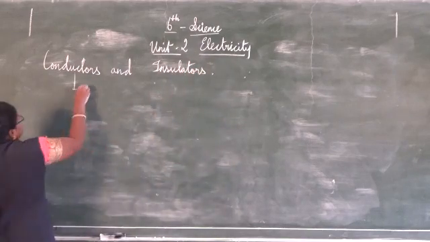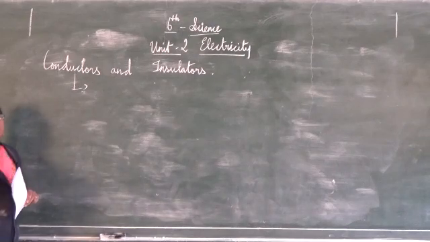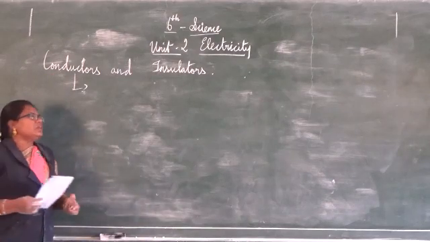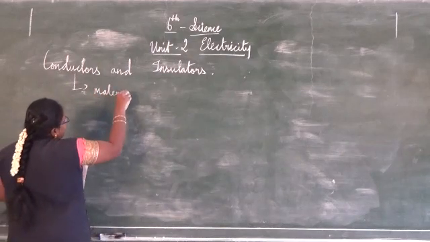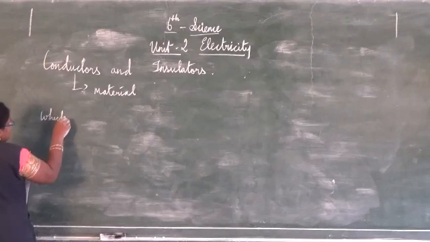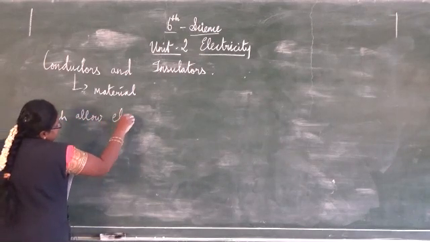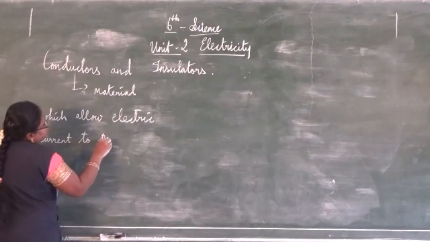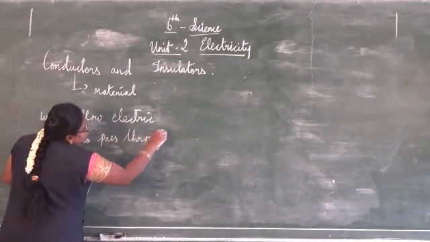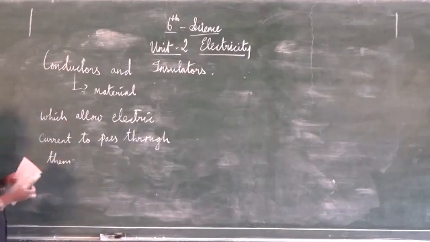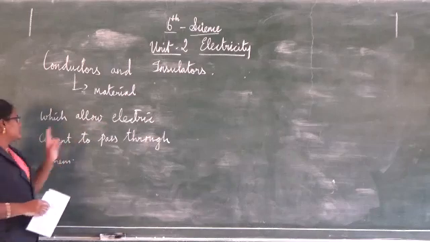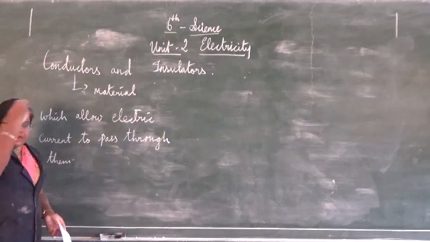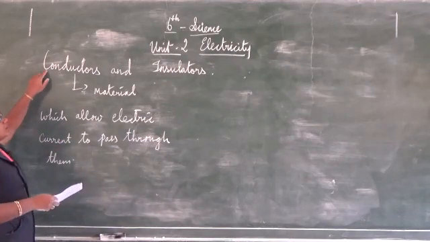Okay children, first conductors. See, the material which allows electric current to pass through them is called a conductor. Whichever material allows electric current to pass through them, then it is called a conductor. Only through such materials is the current actually flowing. Such a thing is only known as a conductor.